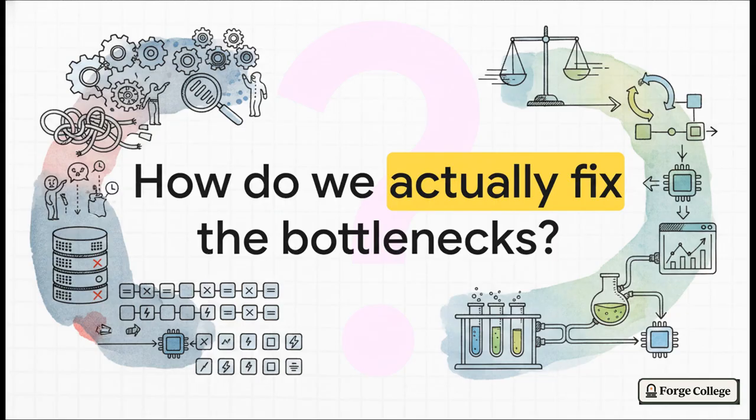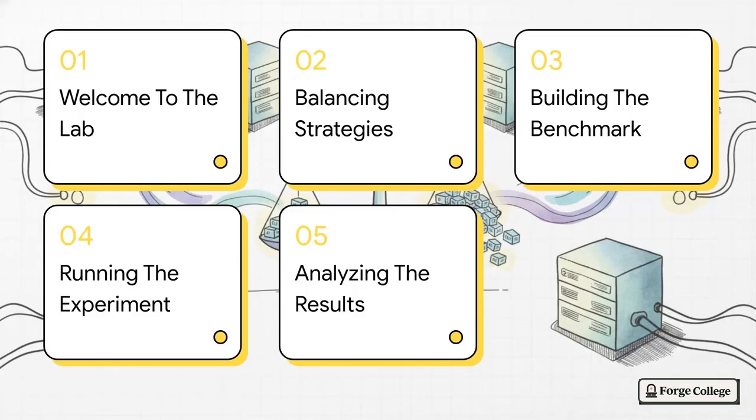So we found the bottlenecks, right? But how do we actually fix them? Well, that is our exact goal for today. We're taking those profiling insights and setting up a fully controlled experiment to test some concrete solutions. Here's our quick protocol for the lab today. We'll start with a welcome to the lab, look at 3 balancing strategies, build our benchmark, run the experiment, and then, of course, analyze the results.